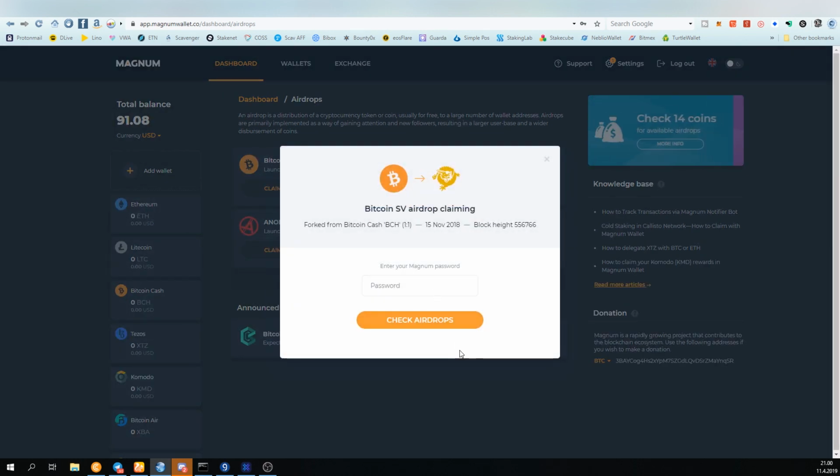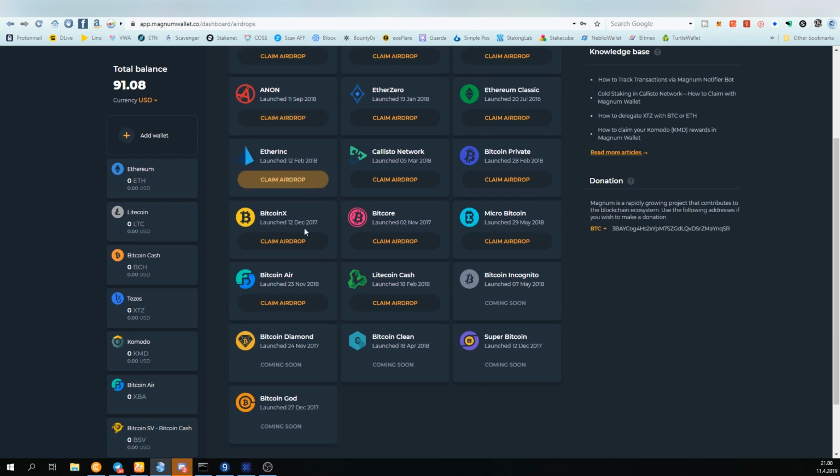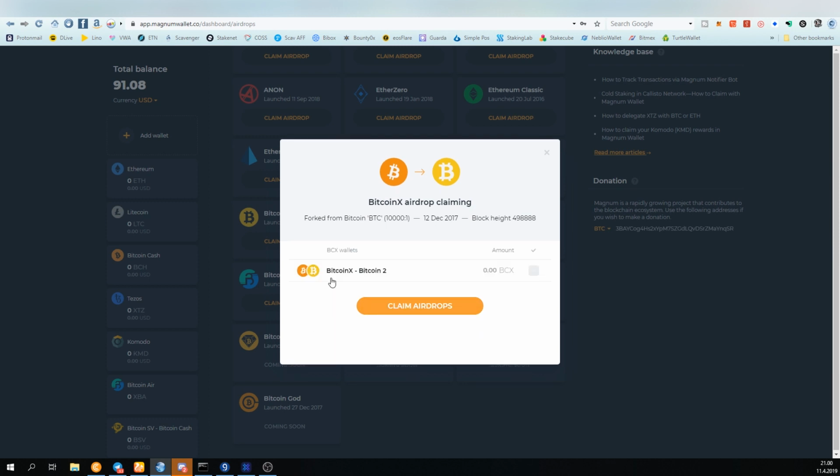Do we have Bitcoin SV? Obviously, I've scanned already all of these. There's Anon. There's also Ethereum, Bitcoin X. This I actually haven't looked into. Do we have something of worth? No, because that's a timeline that I probably didn't have anything.